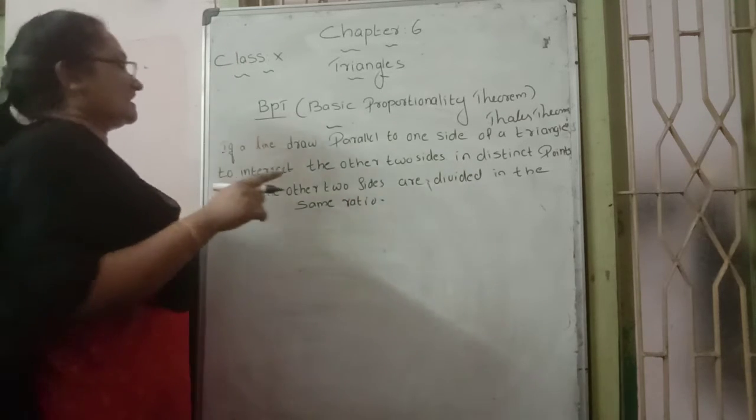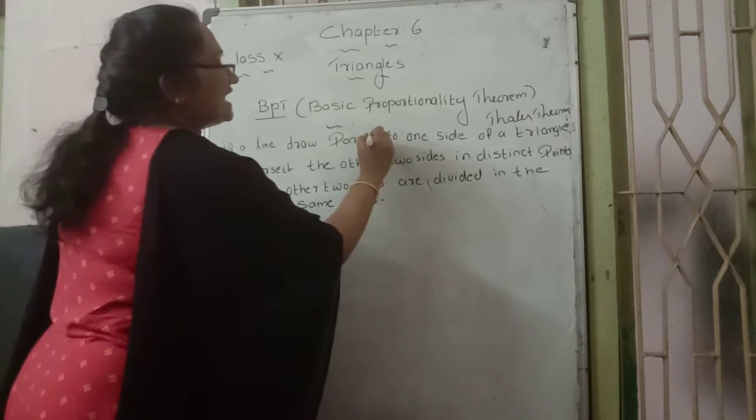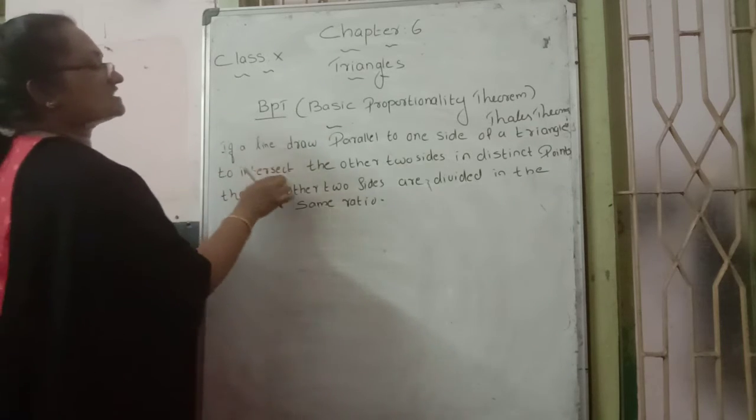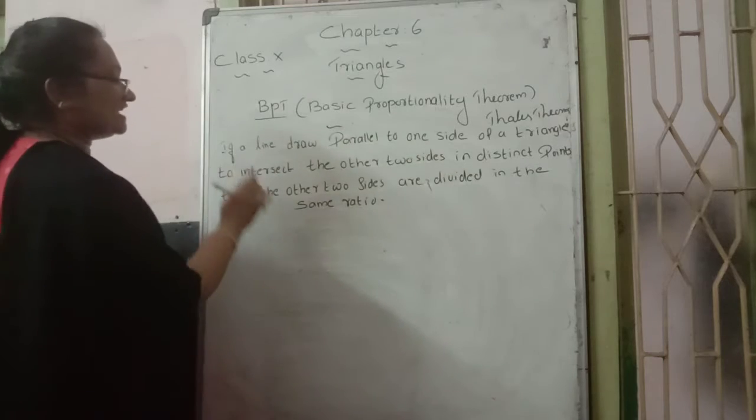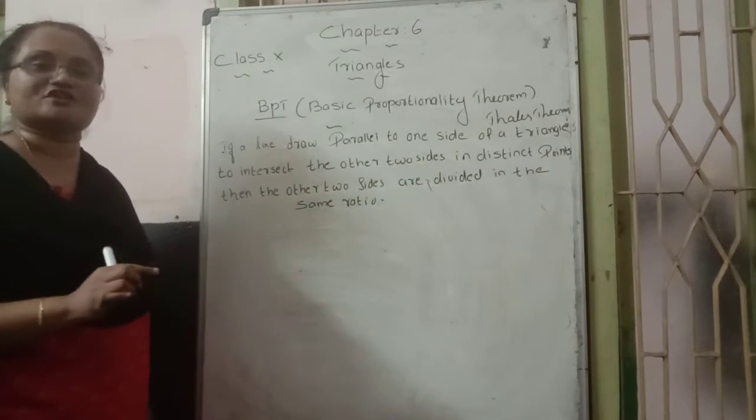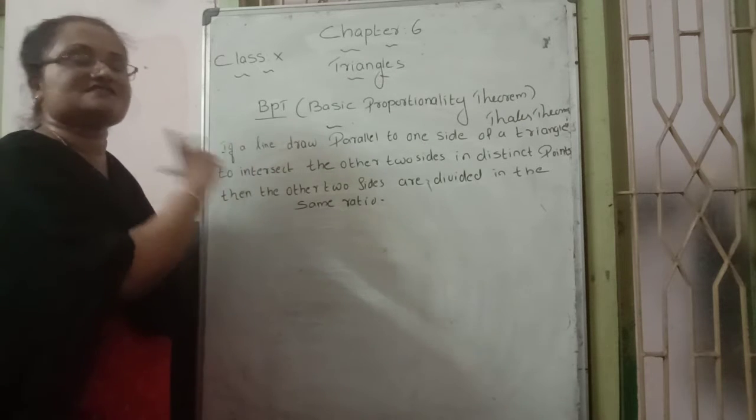The BPT theorem says that if a line is drawn parallel to one side of a triangle to intersect the other two sides in distinct points, then the other two sides are divided in the same ratio. This is the statement. You must learn this statement by heart.